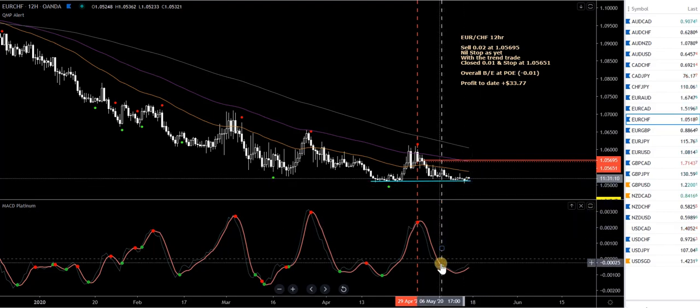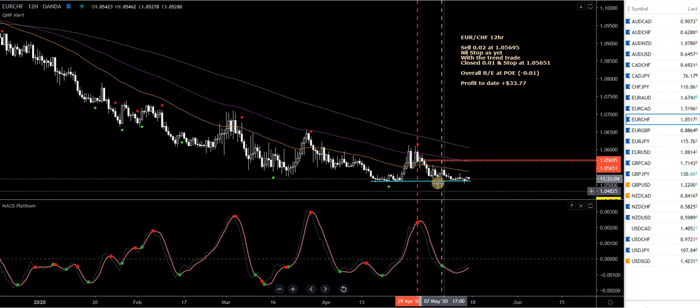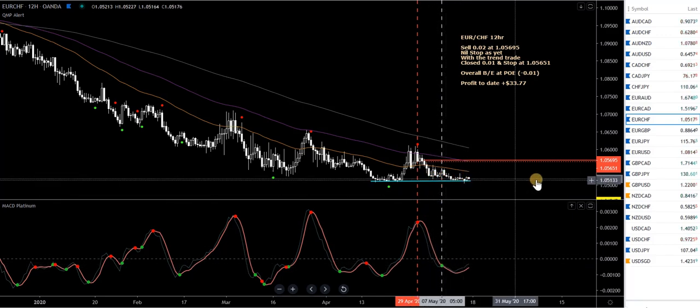This grey line was put in here because there was a green dot on the MACD platinum below the zero level, but this thing, look at this, these are 12-hour candles, this thing's just going sideways.